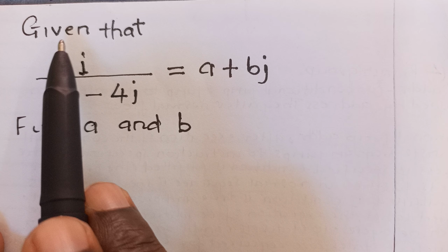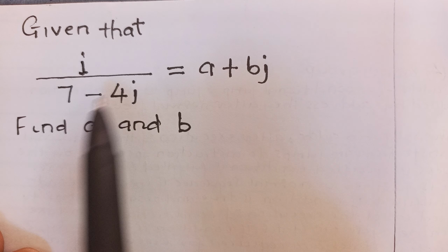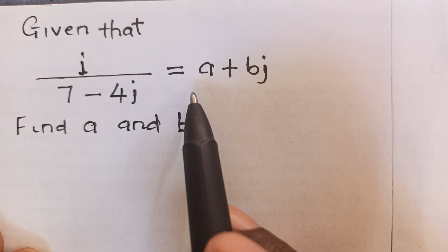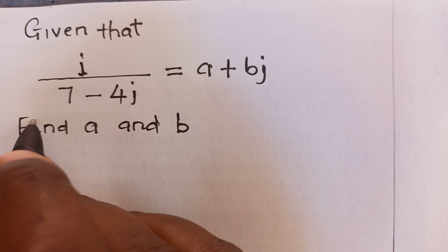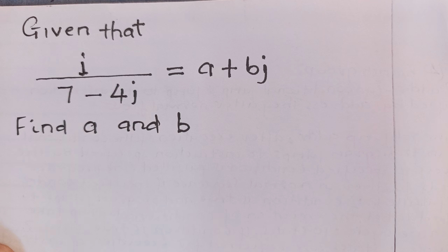I read the question: given that j over 7 minus 4j is equal to a plus bj, find a and b. And so, guys, we now solve this question.